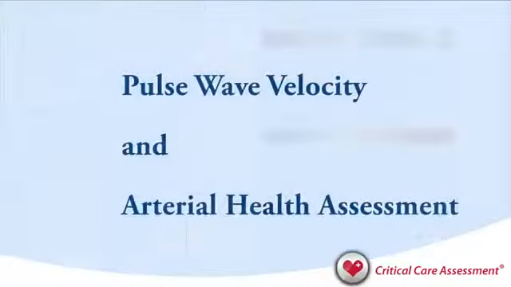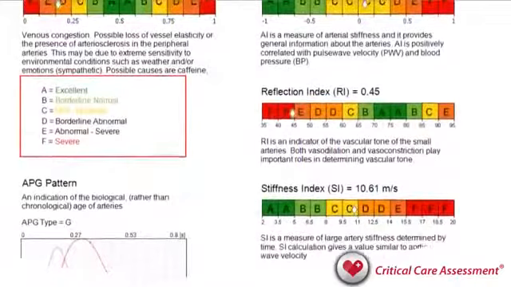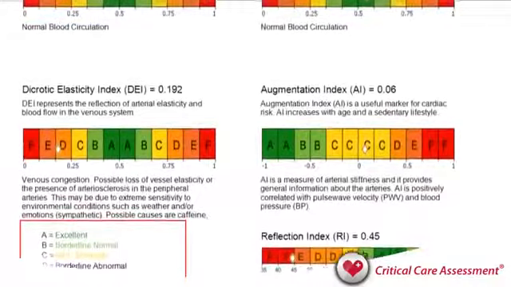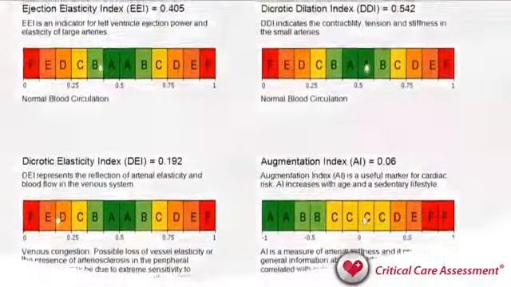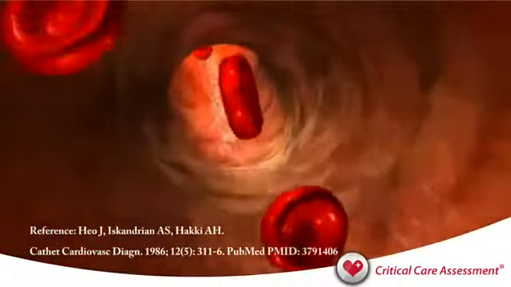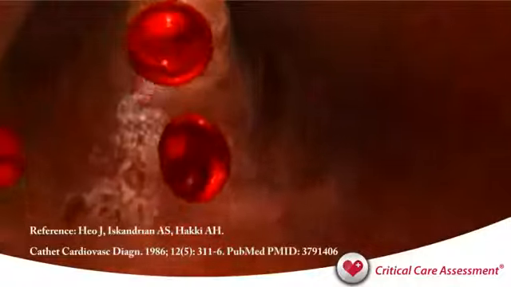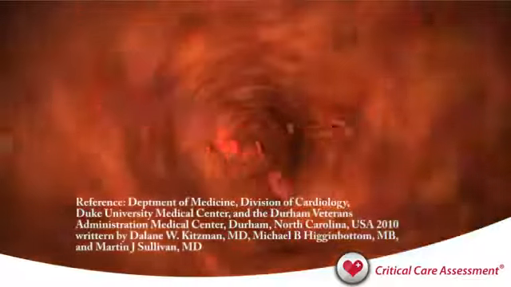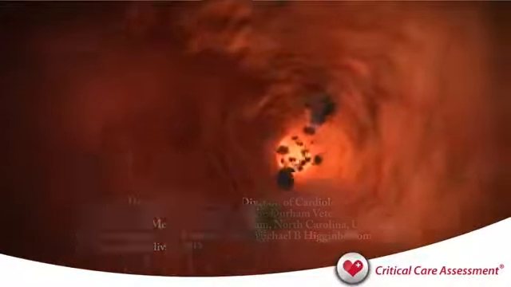Pulse wave velocity assesses stiffness index, reflex index, and augmentation index. In addition, pulse wave velocity assesses the reflection of arterial elasticity and blood flow in the venous system, the contractility, tension and stiffness in the small arteries, and provides an indicator for left ventricle ejection power and elasticity of large arteries. There is a significant relation between left ventricular diastolic function and exercise tolerance in patients with left ventricular dysfunction, and exercise intolerance in patients with heart failure and preserved left ventricular systolic function.